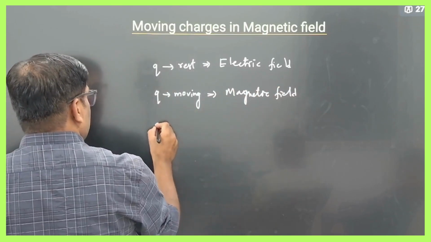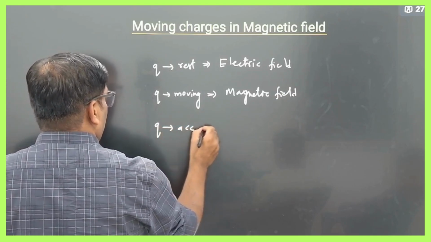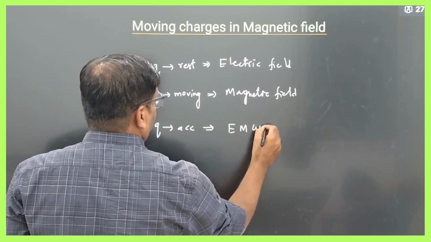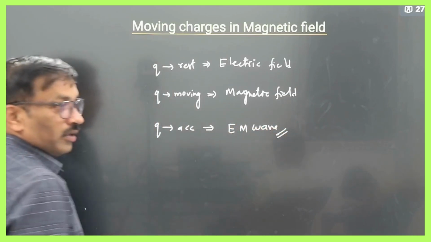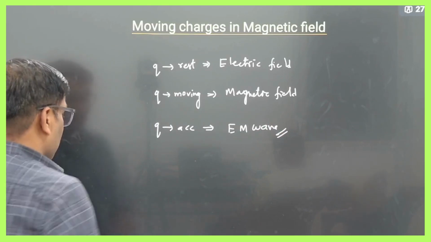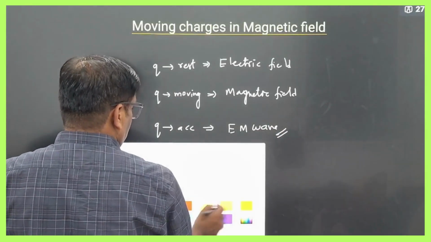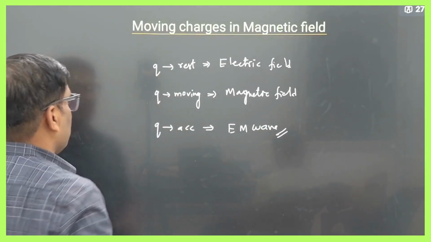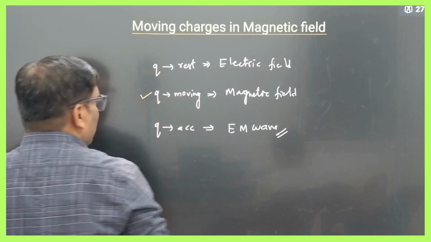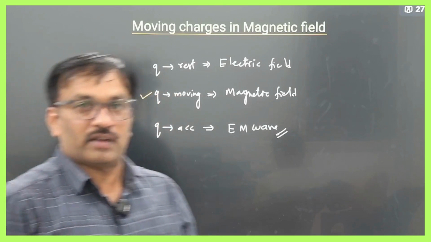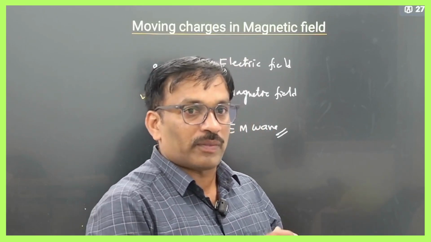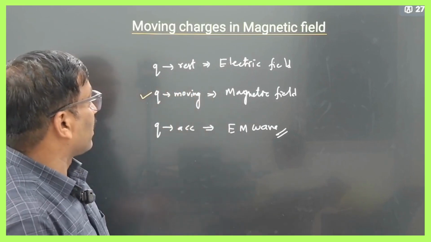Suppose a charge is accelerating, it will create an electromagnetic wave, right? Today's topic is only the moving charge; the other will be studied in electrostatics. If a charge is moving, it will generate a magnetic field.